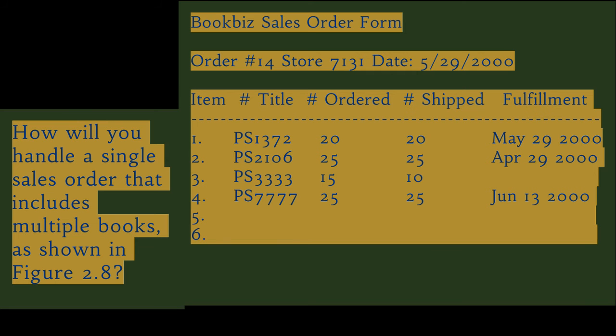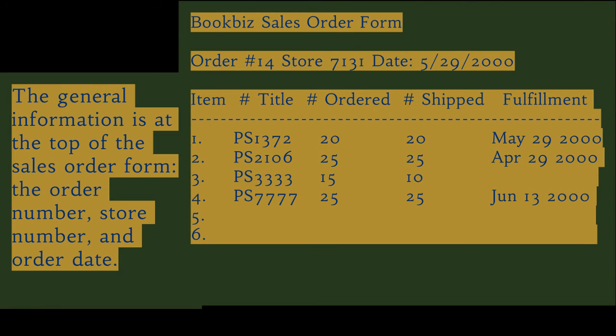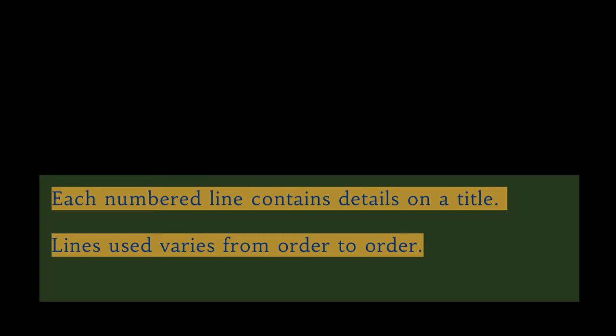How will you handle a single sales order that includes multiple books, as shown in figure 2.8? The general information is at the top of the sales order form: the order number, store number, and order date. Each numbered line contains details on a title. The number of lines used varies from order to order.